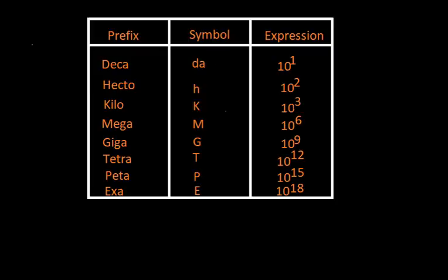In the SI system, we use the following units to express large quantities. According to this table, these large quantities are the following. Deca, it is expressed in 10 raised to 1 and the symbol is da. Hecto, h, 10 raised to 2. Kilo, k, 10 raised to 3. Mega, M, 10 raised to 6. Giga, G, 10 raised to 9. Tera, T, 10 raised to 12. Peta, P, 10 raised to 15. Exa, E, 10 raised to 18.